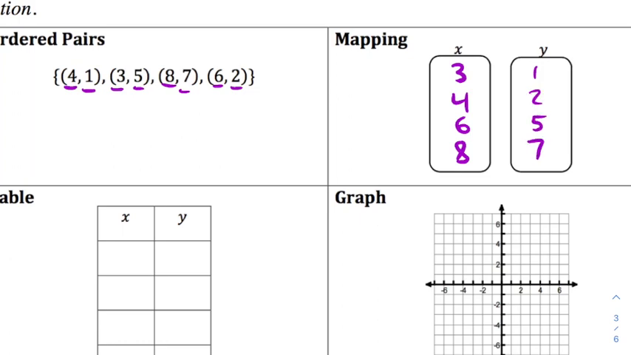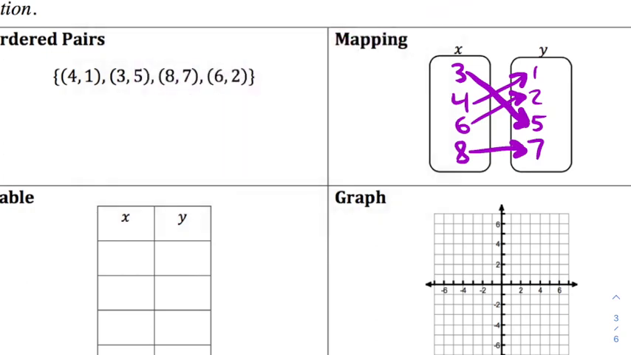Now I'm simply going to draw an arrow from each input to its given output. 4, 1 tells us that the input of 4 goes with the output of 1. So I'm going to draw an arrow from 4 to 1. 3, 5 tells us the input of 3 goes to the output of 5. Draw another arrow. 8, 7 tells us that 8 goes in and 7 goes out, so 8 goes to 7. And finally, 6, 2 tells us that 6 goes to 2. This is a mapping of that same function.